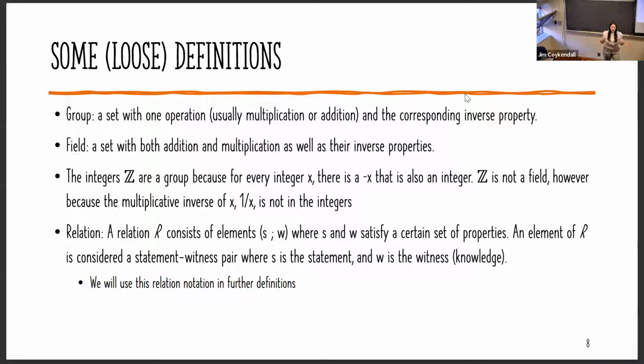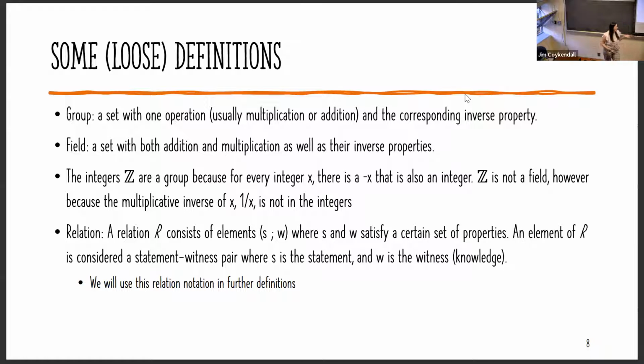And then I know the definition of relation can be very ambiguous in math, but this is how we're going to define it for our purposes in cryptography, specifically zero knowledge protocols. So a relation R consists of two elements, S and W, where S and W satisfy a certain set of properties. This is also known as a predicate. An element of R is considered a statement-witness pair. S is the statement and W is the witness, also known as knowledge. So W is that piece of knowledge that someone is claiming that they know.